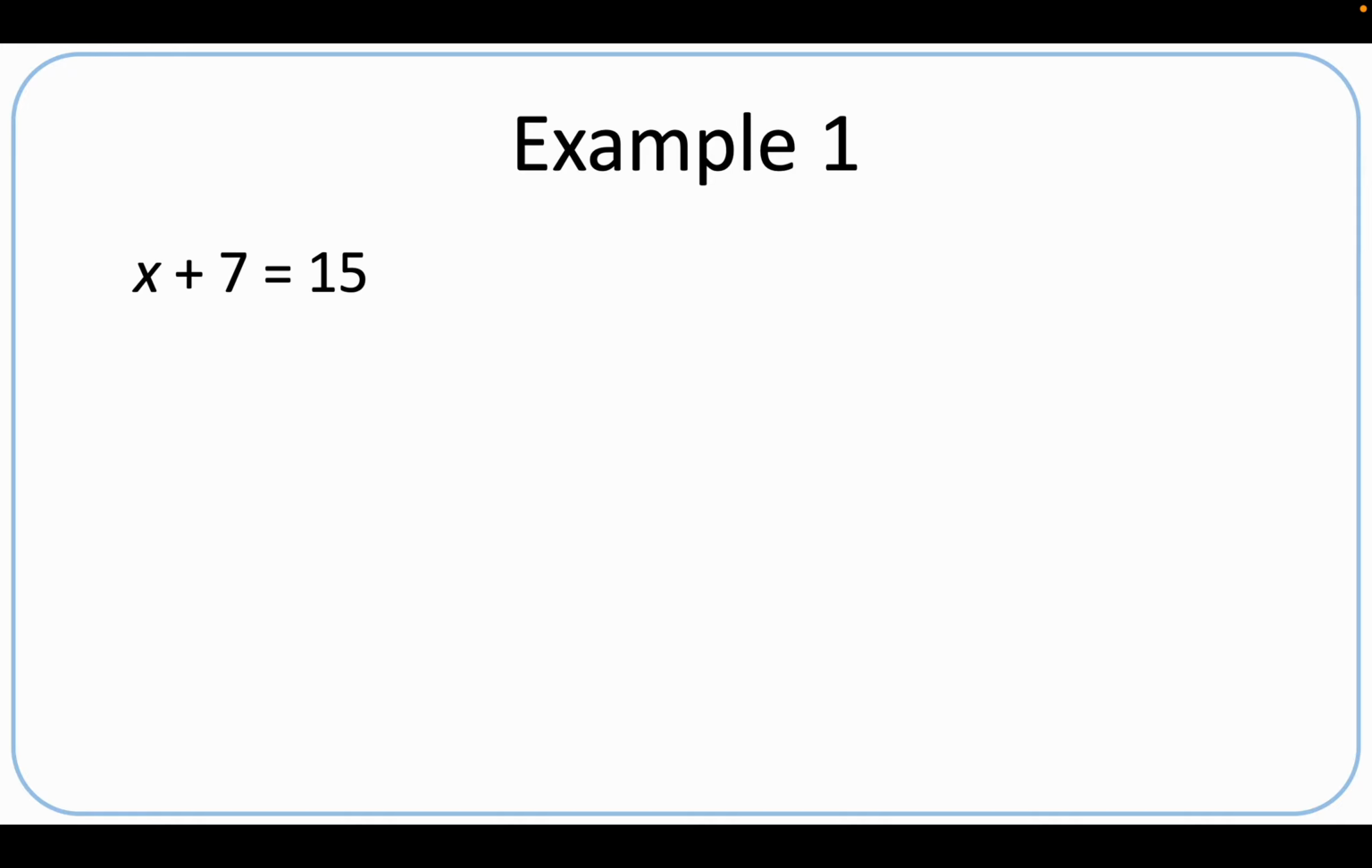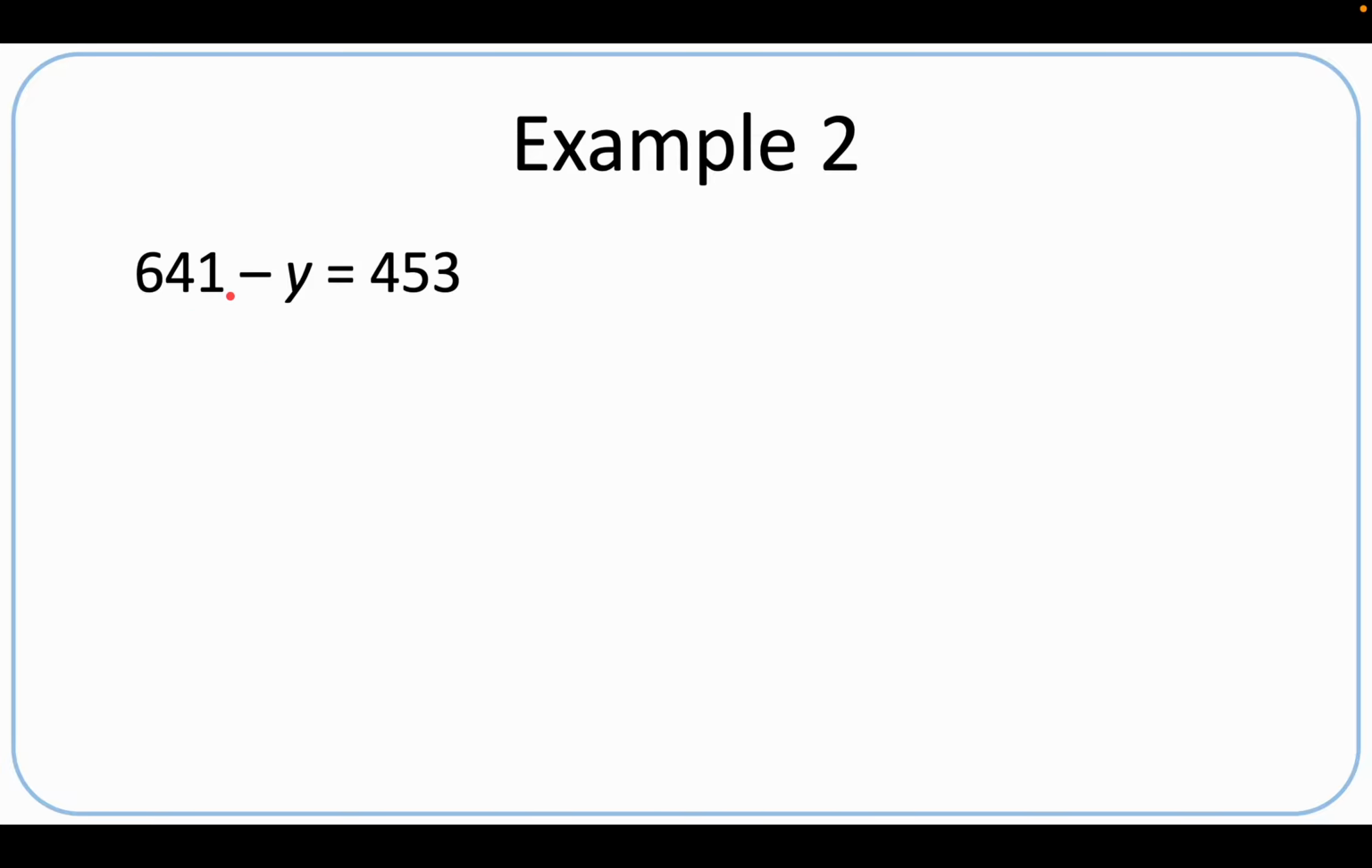So here's our first example. x plus 7 equals 15, obviously very simple. And this is like the missing number problems that we did early on in the course, where if you know 2 out of 3 of the numbers in a problem, you can figure out the third one. Obviously, x would be equal to 8 here, because 8 plus 7 equals 15.